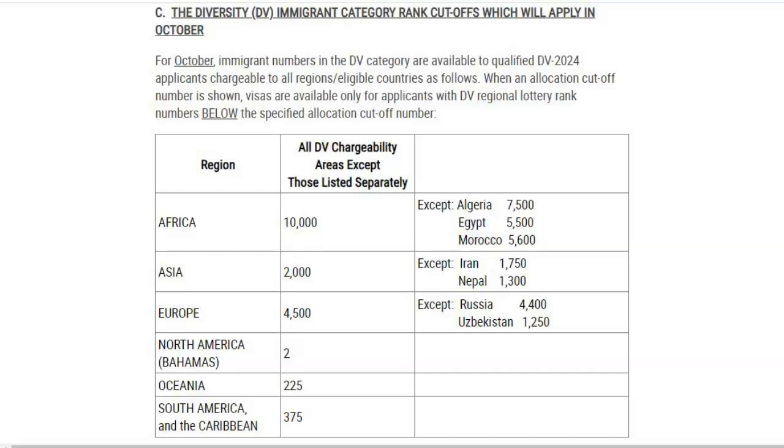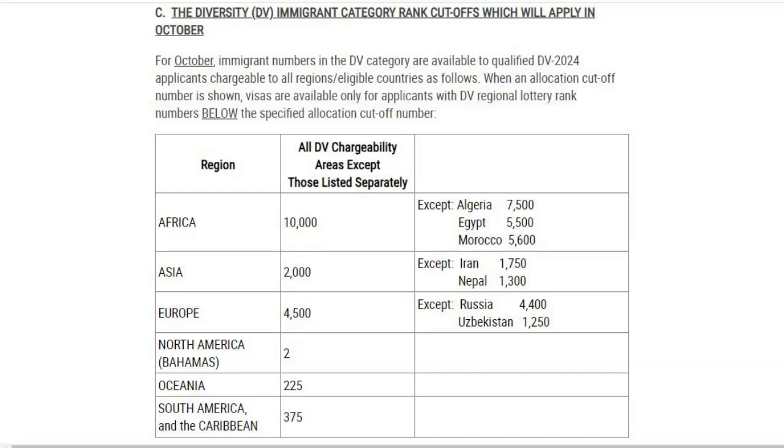Now to the Europe region, and as you can see for the DV 2024 program, the lowest case numbers identified were those that were below 4,500. Now, when it comes to the DV 2025 program, on the same basis that we applied in the case of the Africa and the Asia regions, we can say that case numbers that are below 3,500 can be considered as the lowest case numbers in the Europe region.